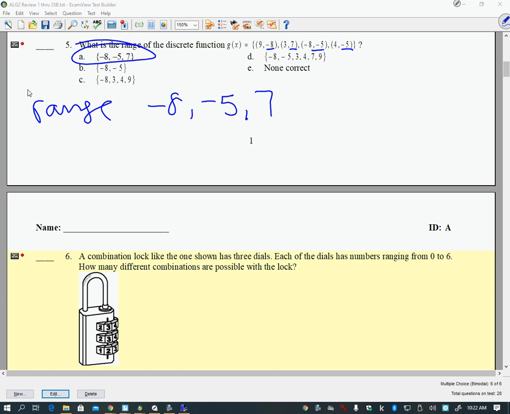Does that make sense? Range in this case is not referring to the biggest number minus the smallest number. That only works in a set of data, where all I have is, let's say, what is the range of test scores, because there's no function being used there. So when we talk about the range of a function, we're talking about the y values.